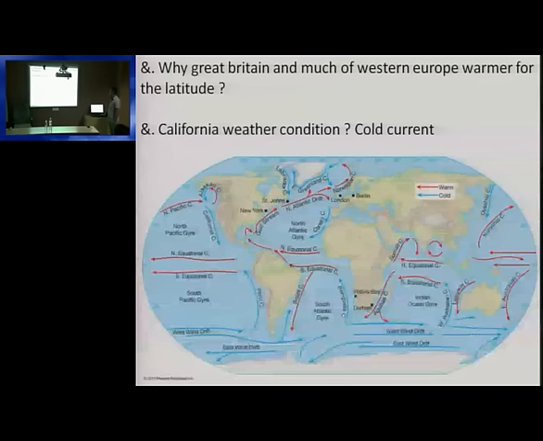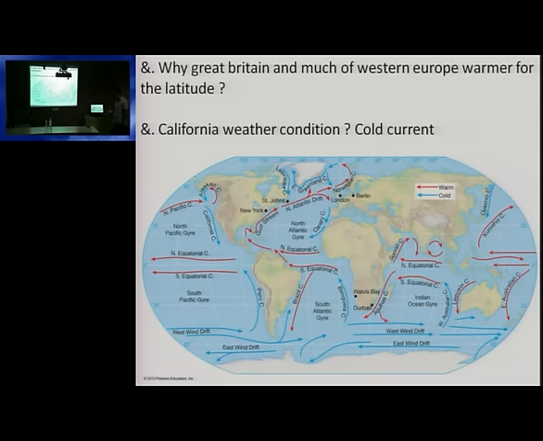Let us look at some of the important climatic features. Let us see the ocean currents. What are these? These are ocean currents. This is a warm ocean current. This is a cold ocean current. Now imagine, what is the main responsibility of an ocean current? One of the main roles of an ocean current is the distribution of heat globally.